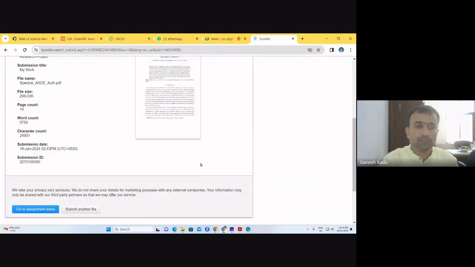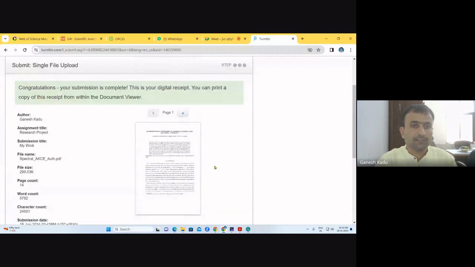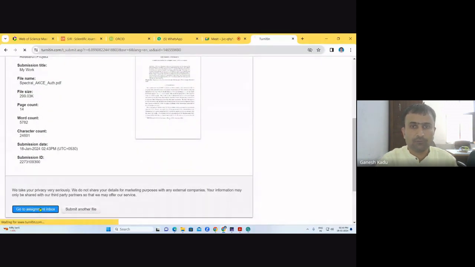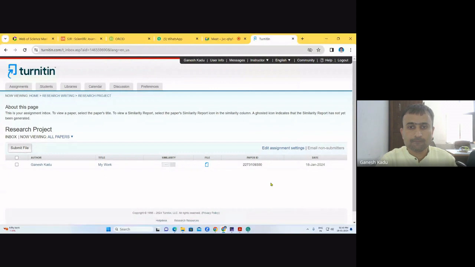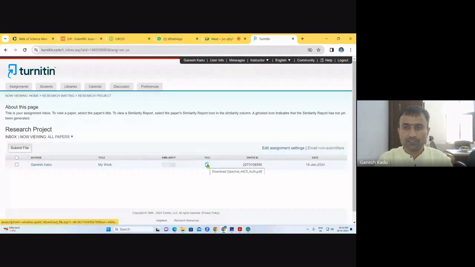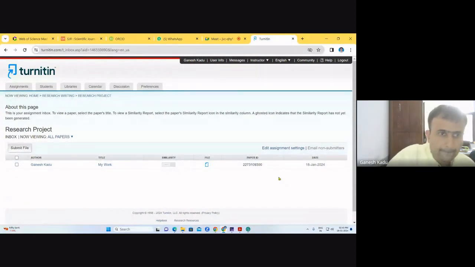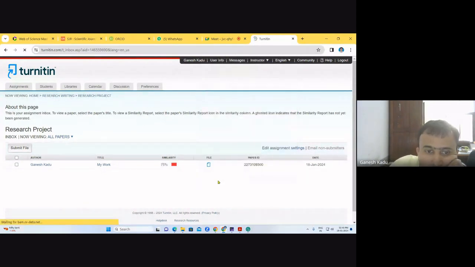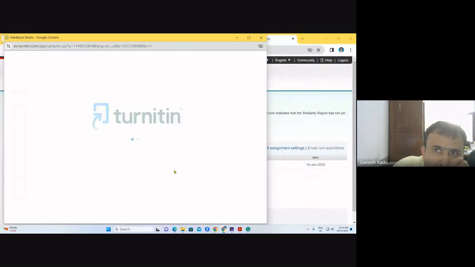Since it is published, it will most probably give me a lot of similarity. Okay, and it takes some time for the report to be generated. So it has generated. It is showing 75% similarity. So let us check, what is the 75% similarity?